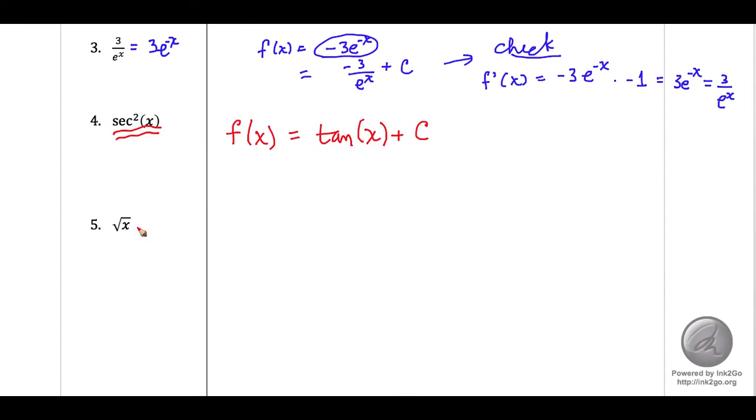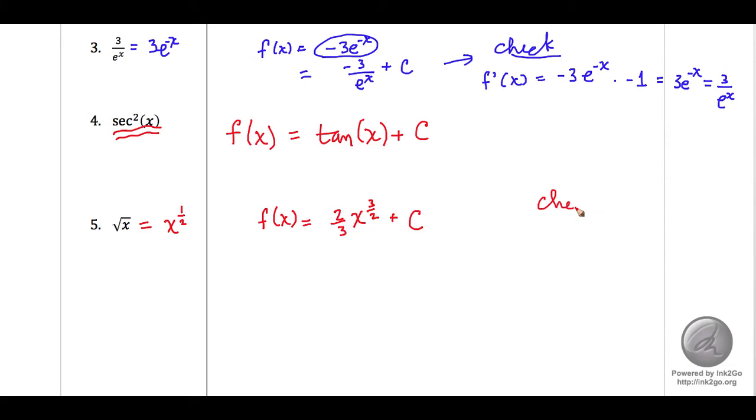And then for this function, the square root of x, it helps to rewrite this as x to the 1/2. So that means that its antiderivative must be, let's see, we're going to add 1 to that power, so this is x to the 3/2, and then we're going to divide by the new exponent here. So 1 over 3/2 is 2/3, plus our constant.